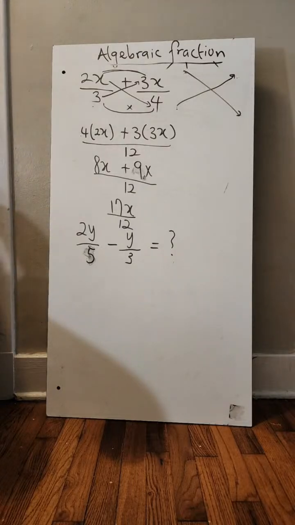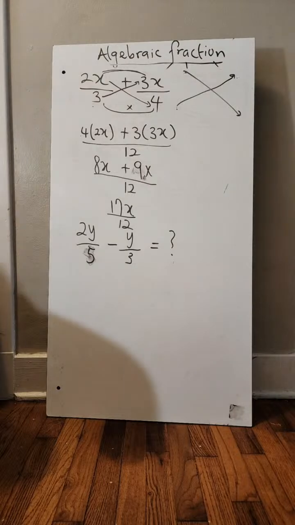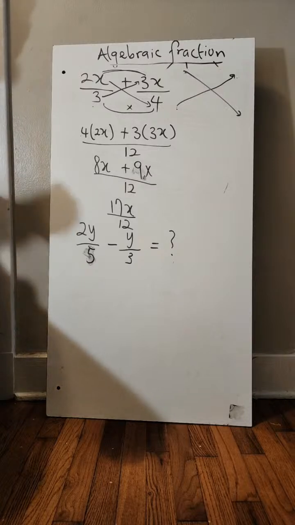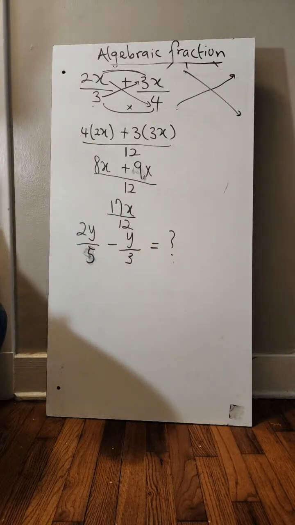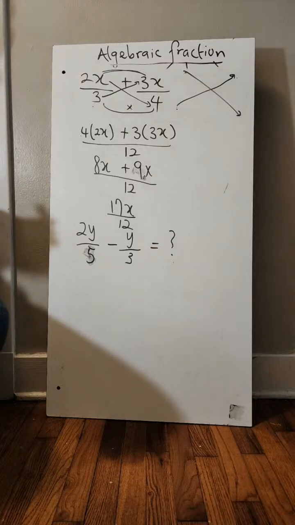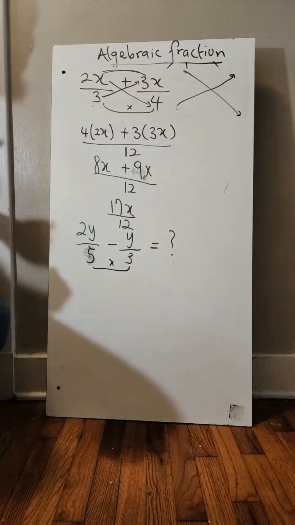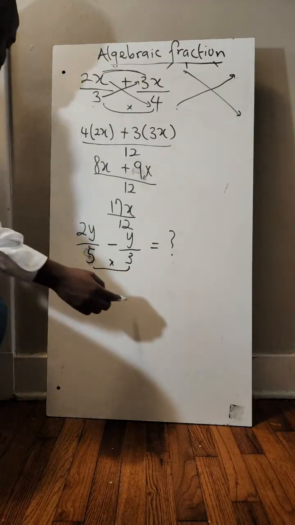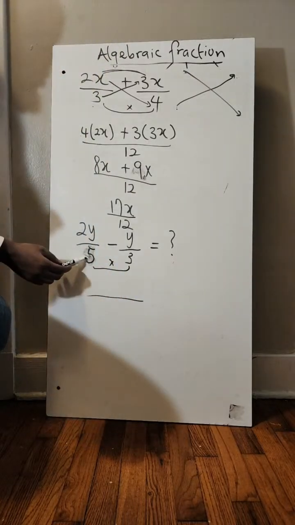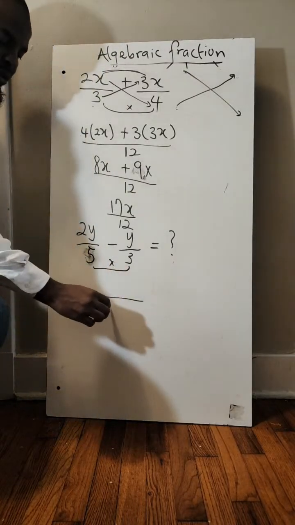Okay, now if you have 2y over 5 minus y over 3, can you use the same approach? Let's see in the comment. It's pretty much easy to work with. How can we do that? Using the same approach. The denominators are not the same, so you can multiply them together. So you have the LCM to be 5 times 3, which is 15.